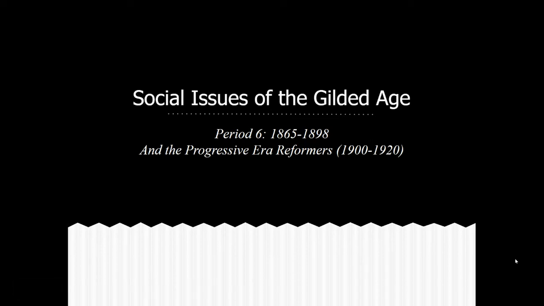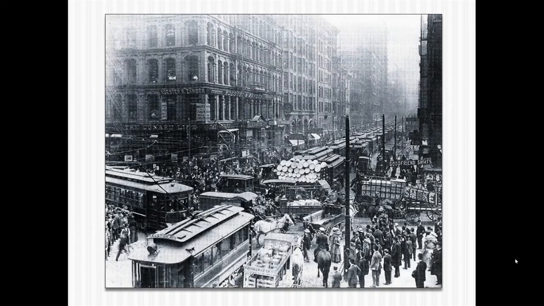Hello, this video is going to cover the social issues of the Gilded Age. Remember, we're in period 6, 1865 to 1898, but we're also going to add a little bit from period 7 because you can't really talk about the problems without talking about the responses that people have to these problems. And so we're going to also look at the Progressive Era reformers from 1900 to 1920 that relate specifically to the social issues being discussed.